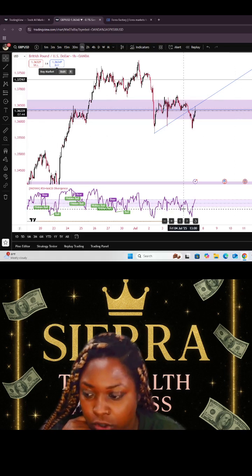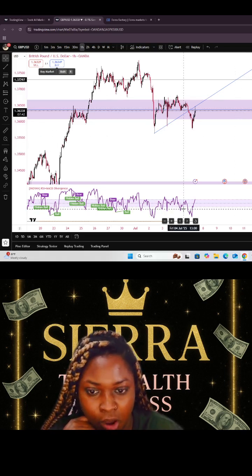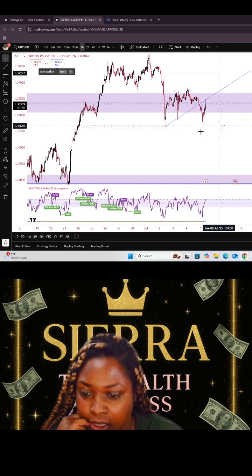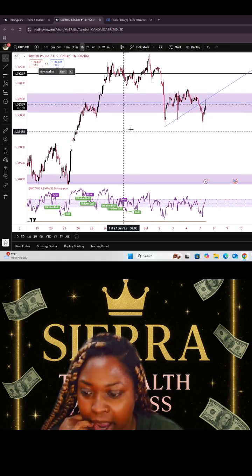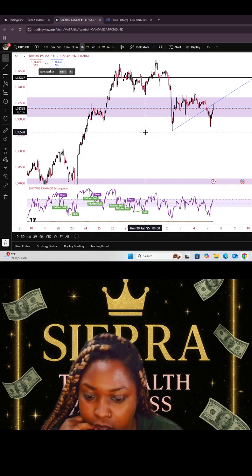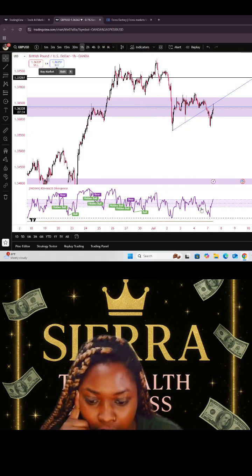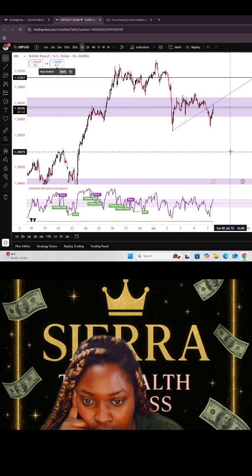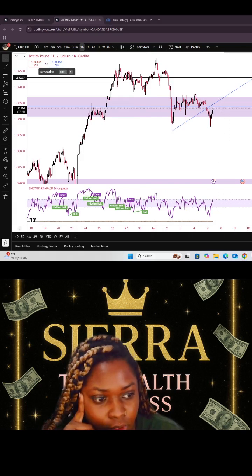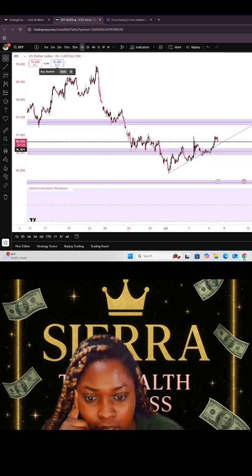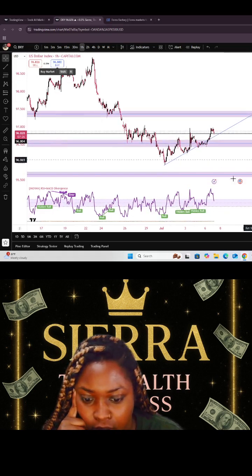It's just oversold, overbought with the RSI. And then with MACD, we look for divergence. So I look for that all in one. So we possibly could get a sell on GU.